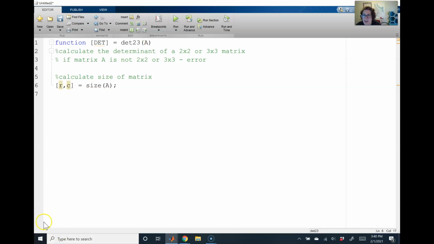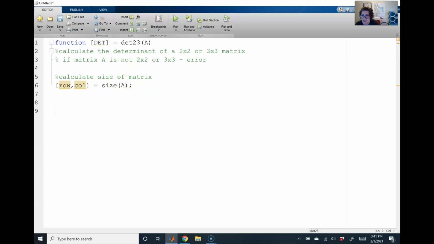No, R and C are those output variables. R is the number of rows, C is the number of columns. I like my variable names to be descriptive enough so that I can remember what they are, but not so descriptive that it takes a lot of time to type them out. So you could also do row, col like that, so that's not too hard to type out, but I wouldn't make them too much longer. Otherwise, you might get tired of typing them out again and again.